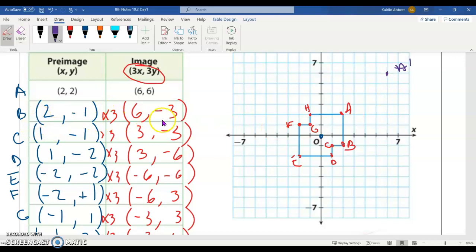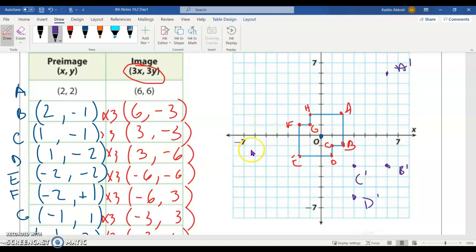Okay, so now let's do B prime. 6, -3. So I'm gonna go over to 6 and down 3. 1, 2, 3. That is B prime. 3, -3. 1, 2, 3. That's C prime. D prime is 3, -6. So 1, 2, 3, 4, 5, 6. See how it was looking? I got the same corner here. This is D prime. Okay, E prime is -6, -6.